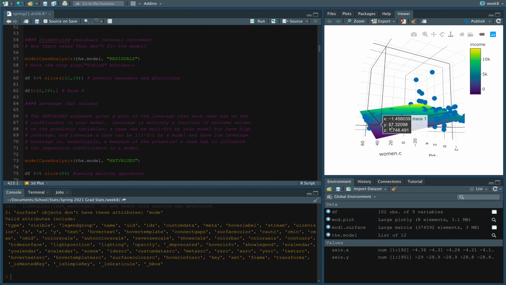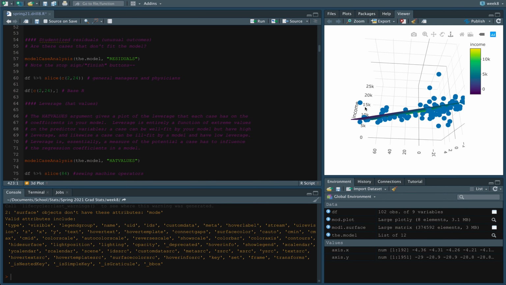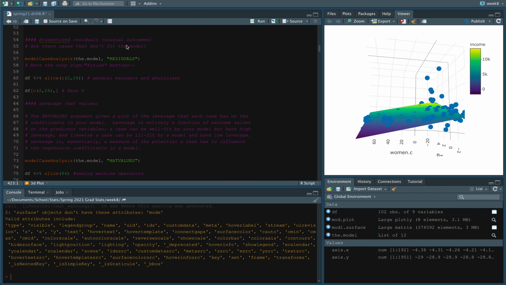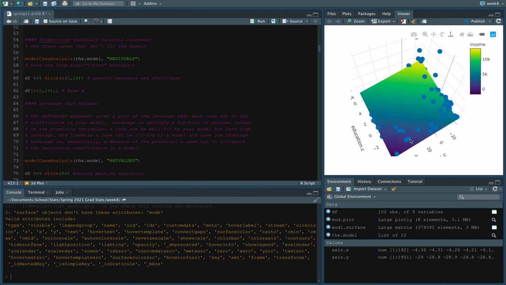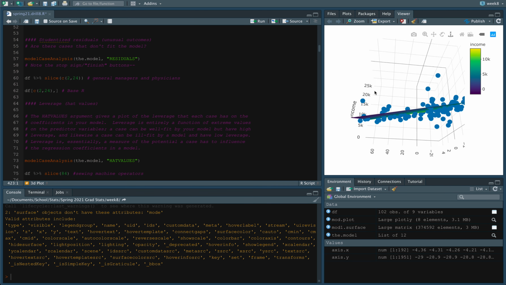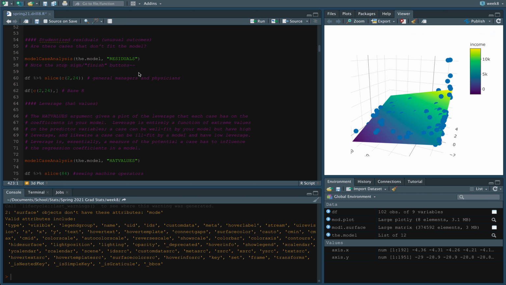So that's what this is talking about. This one has a high hat value because it's this weird combination of predictors that you don't really see in any of the other points. No matter which angle you look at this from, it is alone in space, essentially, in 3D space, or I guess in two-dimensional space since we have two predictors. But you get the point.